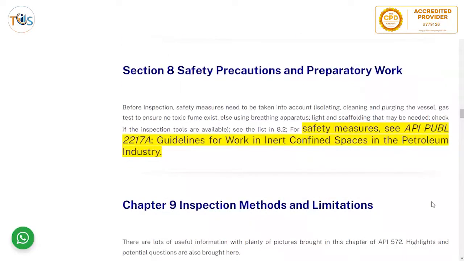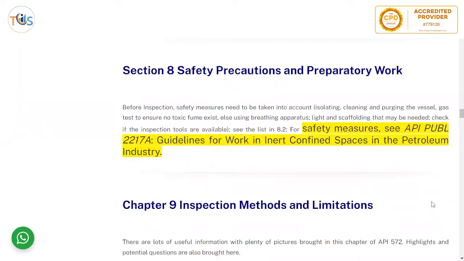Safety precautions and preparatory work. Before inspection, many safety measures need to be taken into account: isolating, cleaning, and purging the vessel, gas test to ensure no toxic fumes exist, else using breathing apparatus, lighting and scaffolding that may be needed, and checking if inspection tools are available. There is a list in section 8.2 for that.